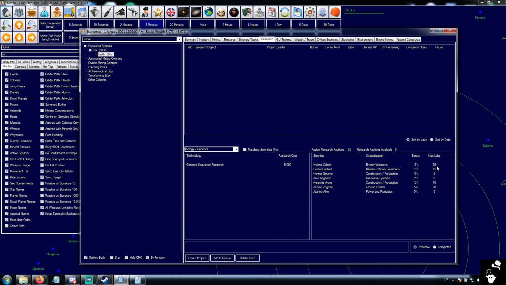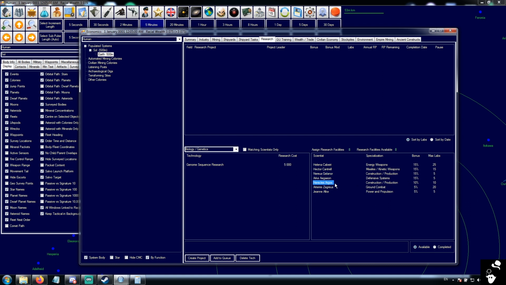Max labs is fairly simple. It's just how many laboratories they are capable of controlling. So, for example, we have 8 labs at the moment. Helena Cabieri can handle 25, so she can just grab all 8 labs and run with them. Whereas Nereus Galinor can only handle 5. So he can take 5, but the other 3 are going to have to go somewhere else. That means it's basically a hard limit to how many research points this scientist can actually generate, because you can only get 5 labs worth of actual production out of him.